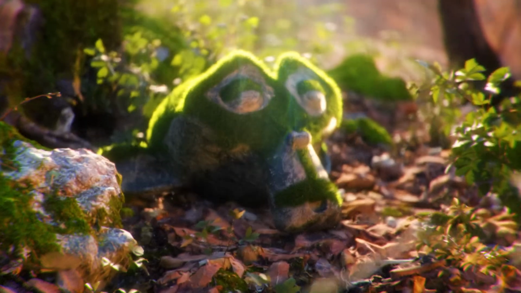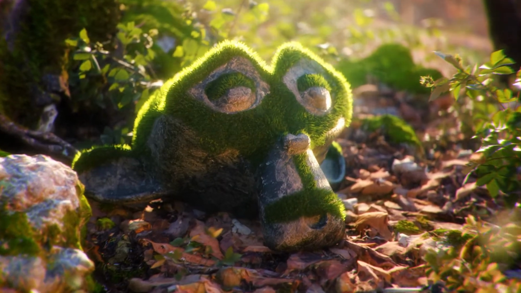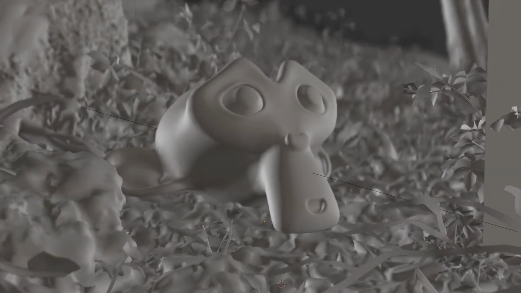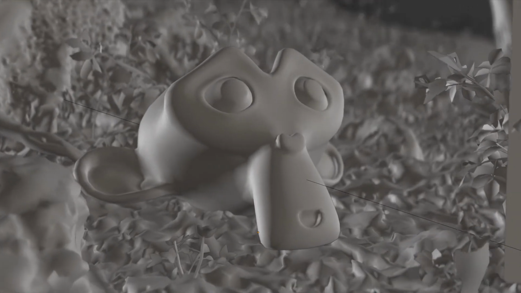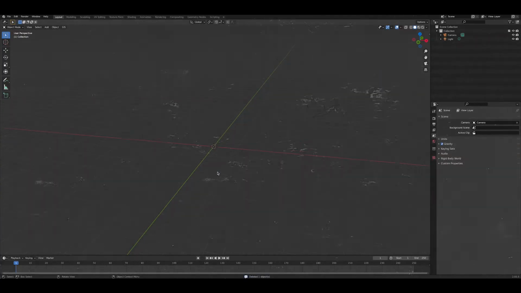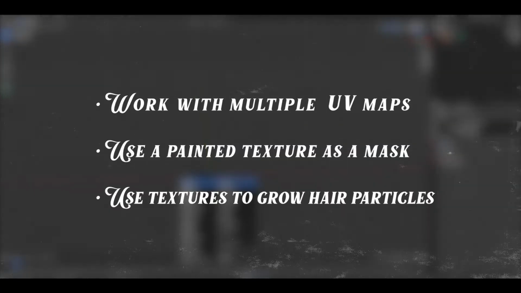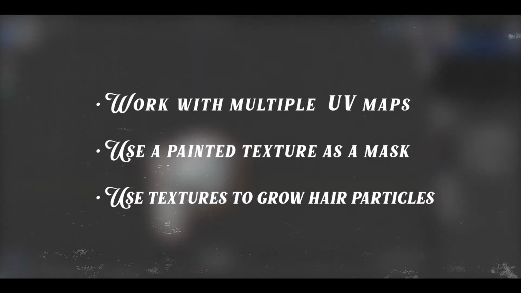Moss is one of those things that should be easy, but is actually a little trickier than it has any right to be. So today I'm going to try a little experiment to see if with a little work, we can get more realistic moss. In this video, we're going to cover three things: how to work with multiple UV maps, how to use a painted texture as a mask, and how to use that texture to grow hair particles.